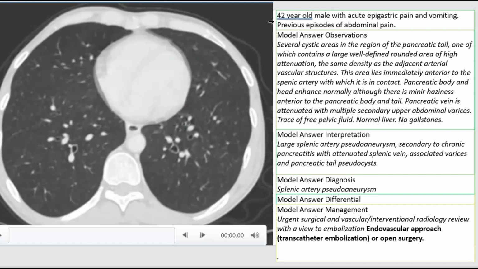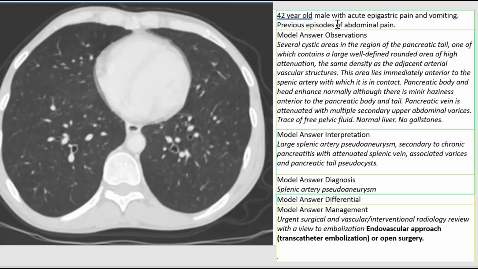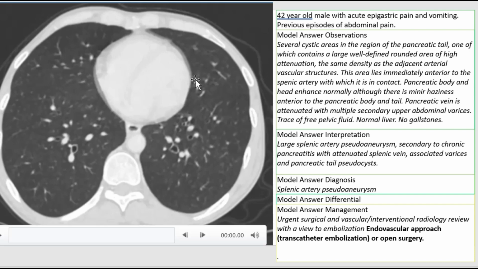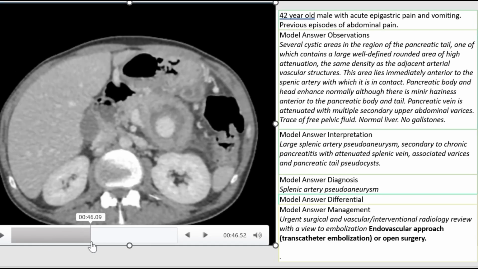Let's start the case. 42-year-old male with acute epigastric pain and vomiting with previous episodes of abdominal pain. This is very important. The patient has a history of previous episodes of abdominal pain and now has developed acute epigastric pain. CT scan of the abdomen showing.